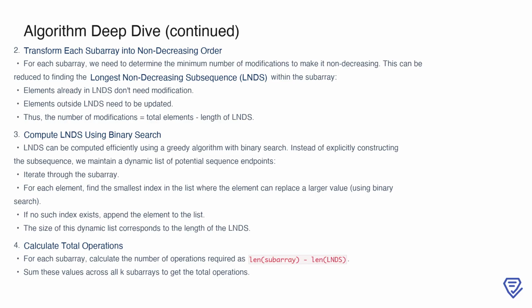Instead of explicitly constructing the sequence, we maintain a dynamic list of potential sequence endpoints. As we iterate through the subarray, each element either replaces an existing value in the list or gets appended to it, depending on where it fits. The length of this list gives us the LNDS size. The total operations for the array are then calculated by summing the required modifications across all k subarrays.